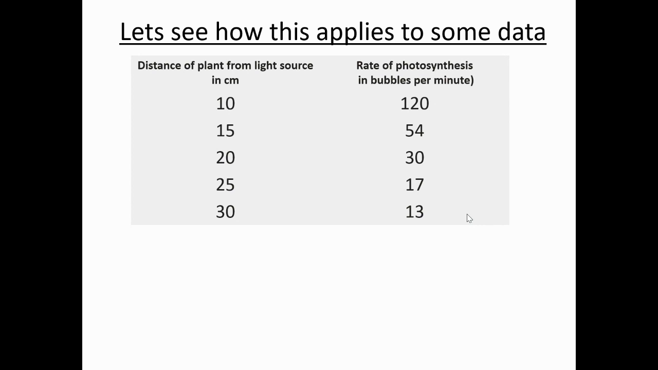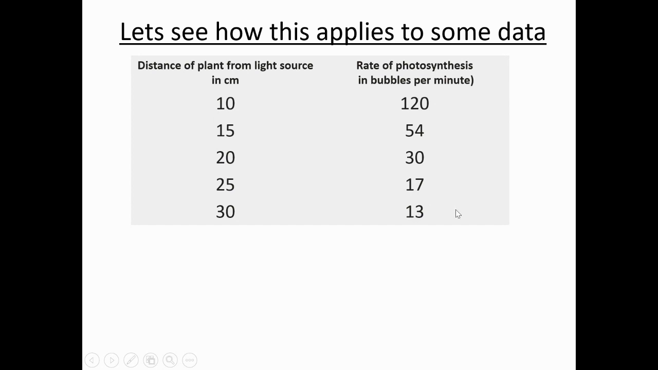Okay, this is actually some data, and it shows the relationship a lot easier, I think, so this may help. What we've got here on this table is down the side, we've got the distance increasing, 10, 15, 20, 25, 30. Notice the distance from the light source goes up. Now we're looking at the rate of photosynthesis, which is directly linked to the brightness. And we can see that at a close distance of only 10 centimeters, we have 120. What happens as the distance increases? Well, the rate of photosynthesis, the number of bubbles per minute, decreases. So that's your inverse relationship.